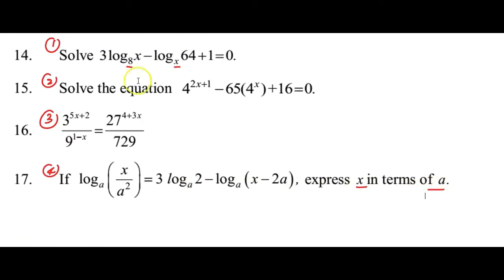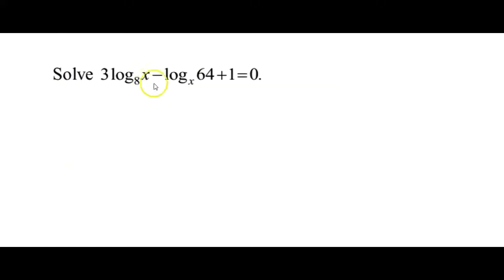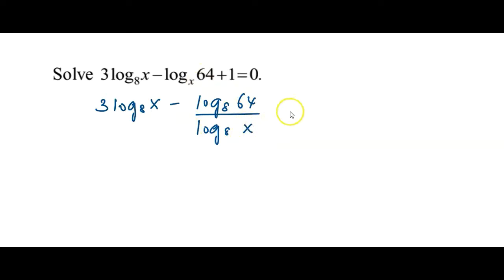Let's look at example 1. To solve this equation, we need to make them have the same base. Since the first term has the base of 8, I'll just remain it as the base of 8. But for the second term, I'm going to change it into the base of 8. Up here will be 64, down here will be x. Constant just remains as constant. And later on, I'm going to multiply both sides by log x to the base of 8, so that this denominator later on will be eliminated.